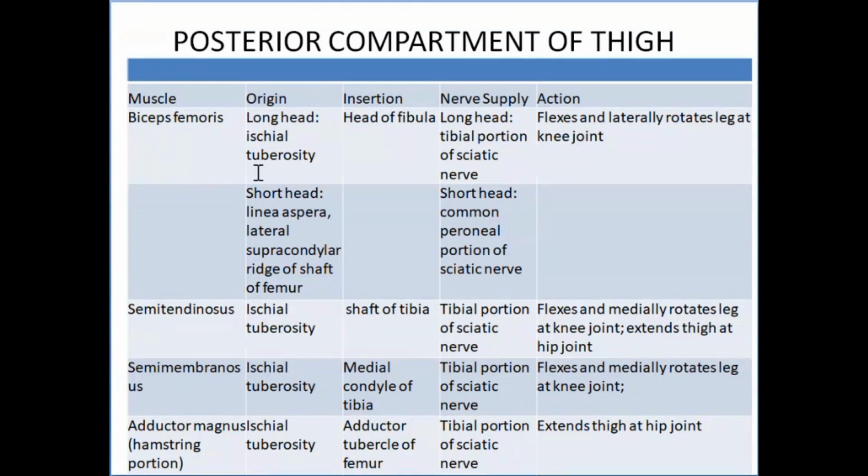Another important thing is about the biceps femoris. Do you remember the biceps of the upper limb having two heads? Like this, the biceps femoris in the lower limb also has two heads, short head and long head. The long head takes origin from the ischial tuberosity. The short head takes origin from the linea aspera and lateral supracondylar ridge of the shaft of femur, meaning it comes from lower down, and the long head comes from above.